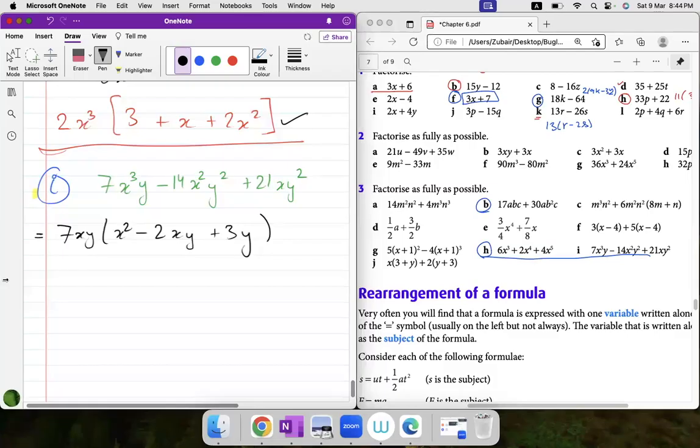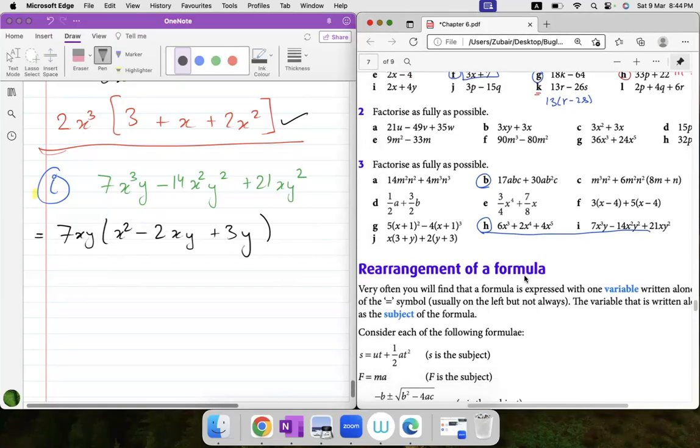So 7xy and then (x minus 2xy plus 3y). Same answer. First one is x squared in the bracket. After the bracket, first one is x squared. Do we have it the same? No, I didn't write x squared. I just wrote x. Okay, did you get it? Why is it x squared? Because it's with the power of 3. So it has to be x squared to add on to it. Okay.